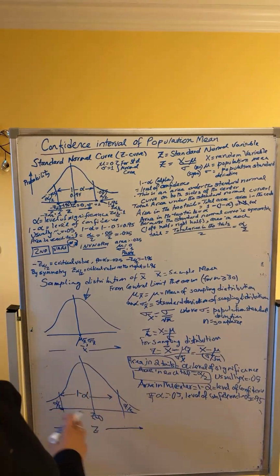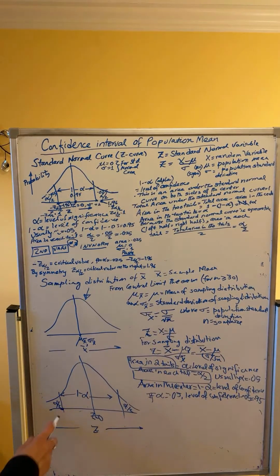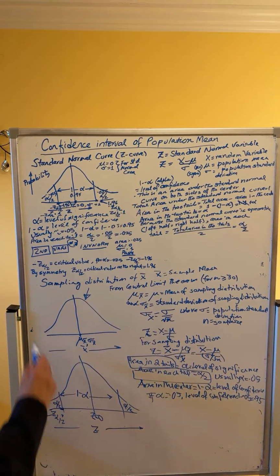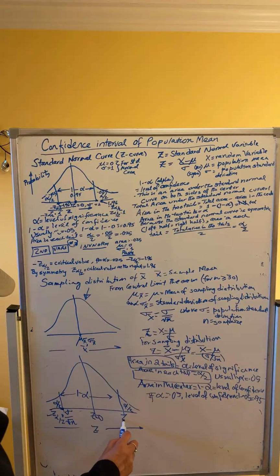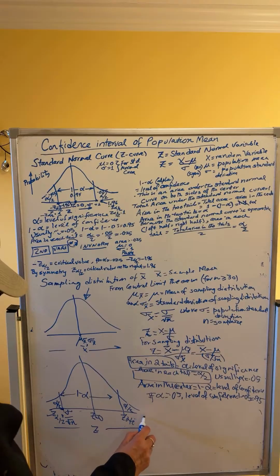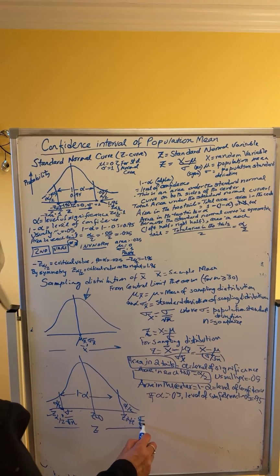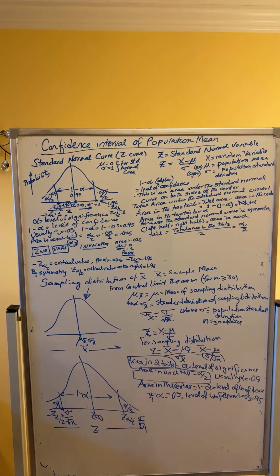With the same idea, in the sampling curve these points will be located at minus z alpha by 2 times the standard deviation of the sampling curve, which is sigma divided by square root of n. And this point will be z alpha by 2 times sigma by square root of n. So this area is 1 minus alpha. This is your level of confidence, the area around the center.